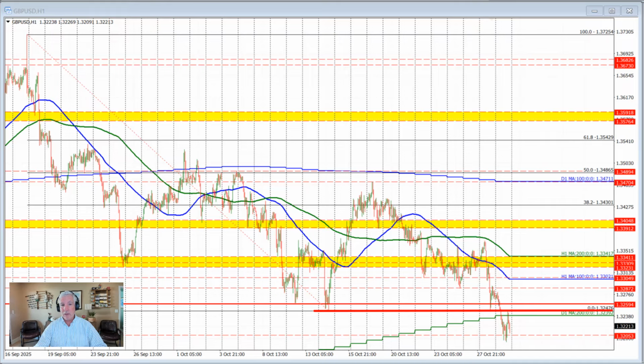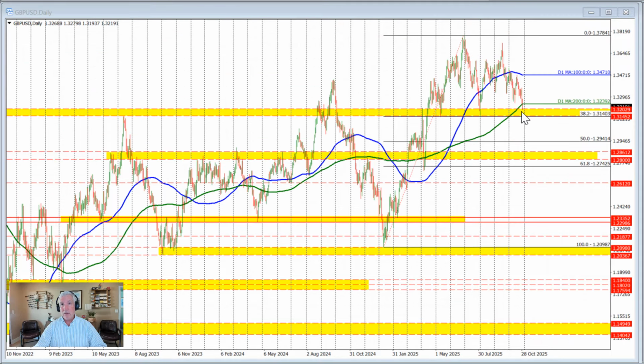Take a look at the daily chart for this currency pair. This is where we stand right here. The 38.2% retracement comes in at 1.31403. We're currently trading up at 1.3219. So there's a good 60, 70 pips away from that level. But if we are going to go lower, then we would expect to work toward that 38.2% retracement.